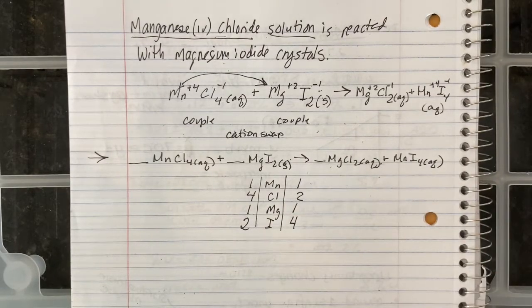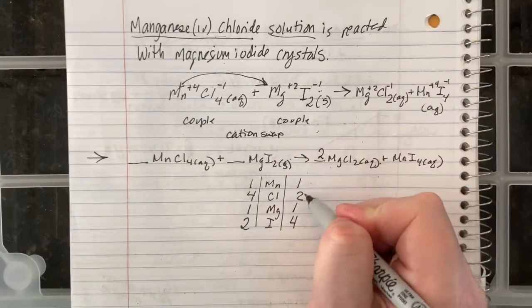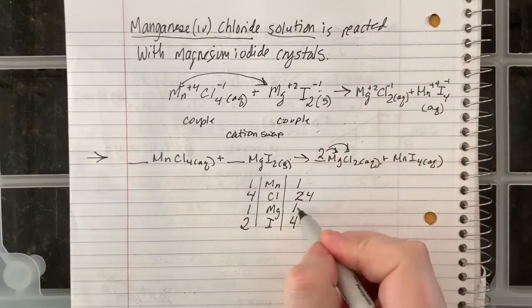Okay, so now we have the initial setup. We are not balanced. Okay, so I'm going to change my chlorines first. I'm going to put a 2 in front of here. 2 times 2 is now 4 chlorines. And now I have 2 magnesiums.